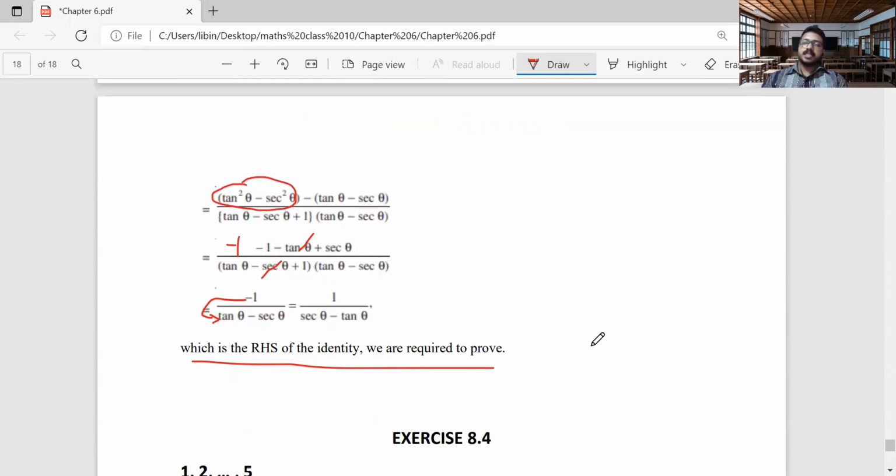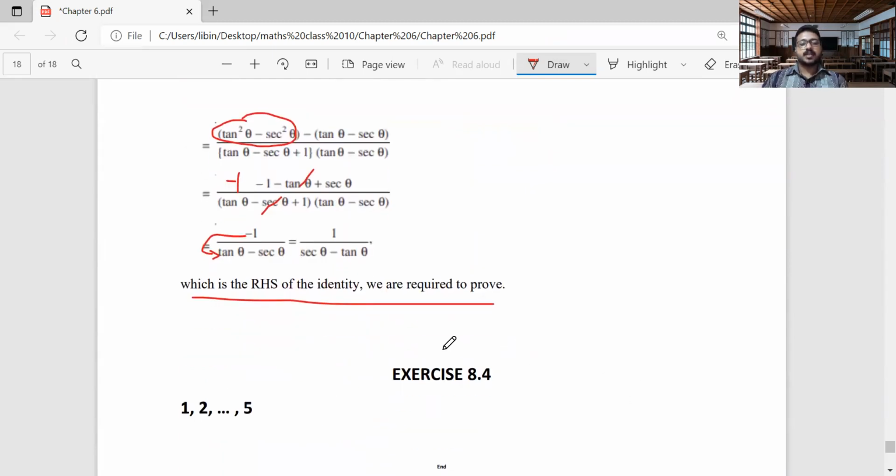So by this example we have completed this section, and in section 8.4 only 5 questions are there. They are given as homework. Tomorrow and the day after tomorrow are holidays, so you can use those days to complete the exercise questions, and by this we have completed our chapter. In the next class we will be moving to our next chapter.